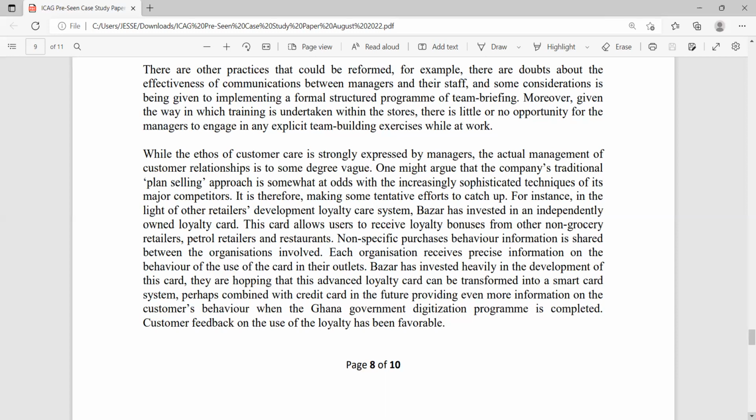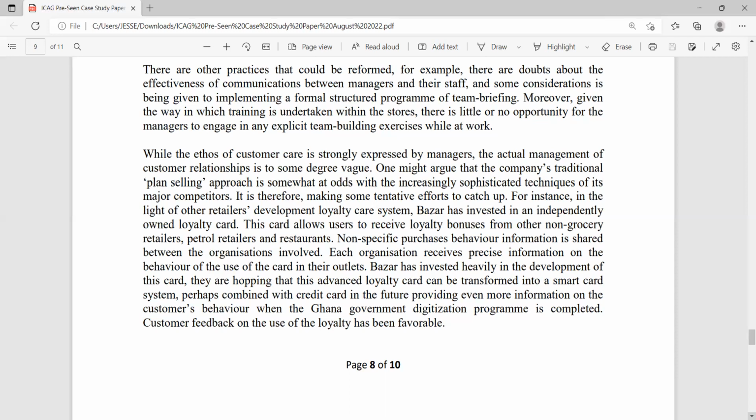But let's go into the paragraph a little bit. One might argue that the company's traditional approach, which is basically planned selling, is traditional in nature. It's somewhat at odds with what the competitors are doing. It is therefore making some tentative efforts to catch up. For instance, in the light of other retailers' development of loyalty care systems, Bazar has invested in an independently owned loyalty card. So a company that focuses on customer service needs to turn its eye towards customer nurturing, customer relationship, and customer loyalty. Because it's not just about winning customers, but it's about retaining them.